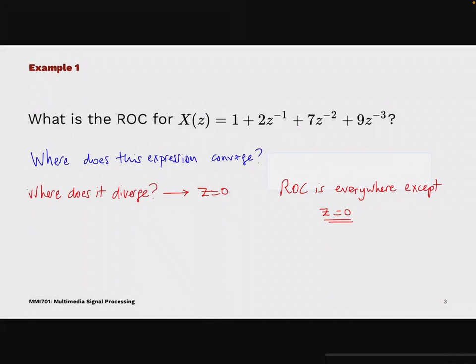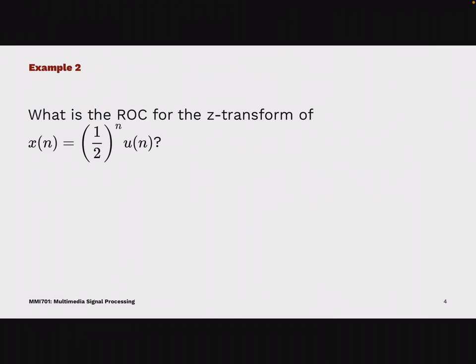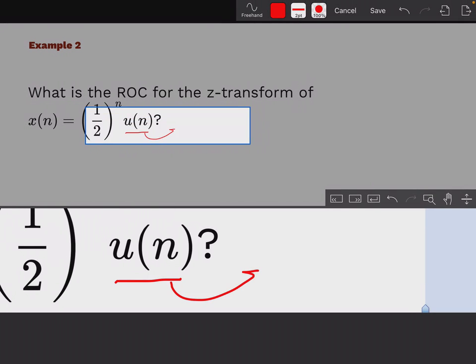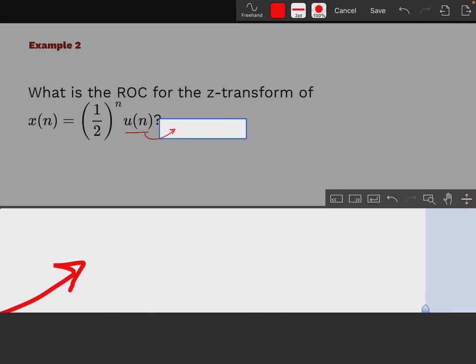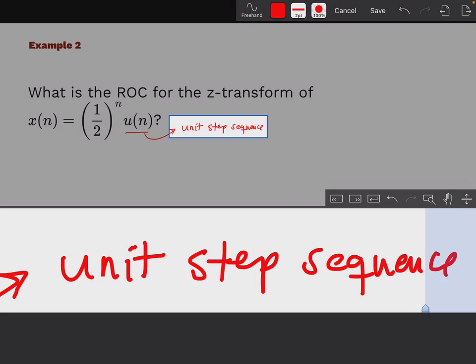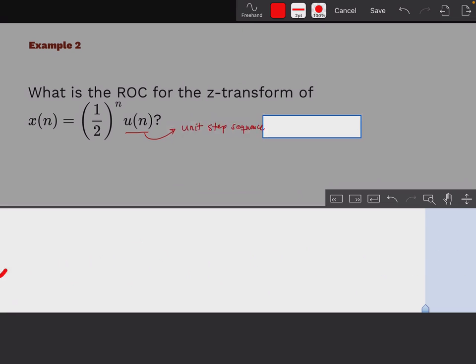Okay, so let's have a look at a second example. What is the region of convergence for the z transform of x[n] equals (1/2) to the power n times u[n]? If you remember from last week, u[n] is the unit step sequence, or unit step signal, if you think about that as a discrete time signal.